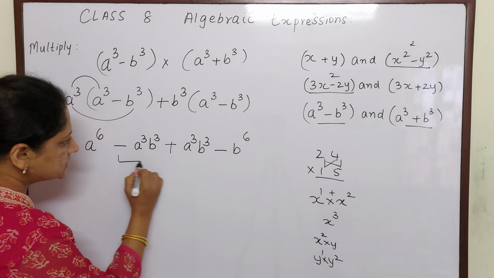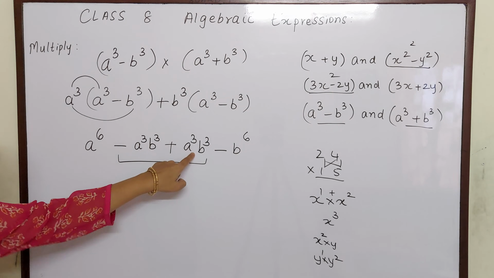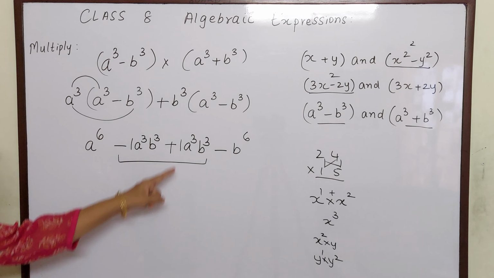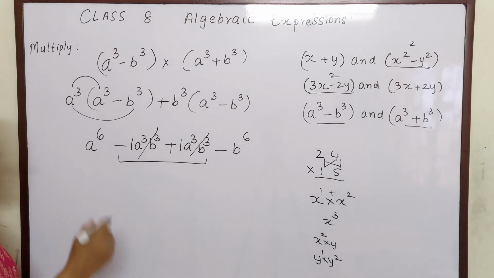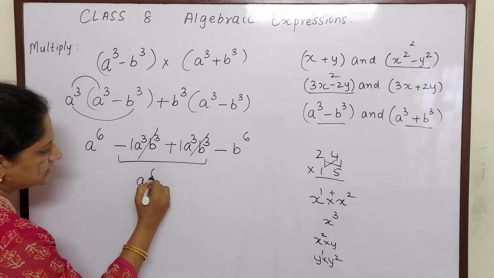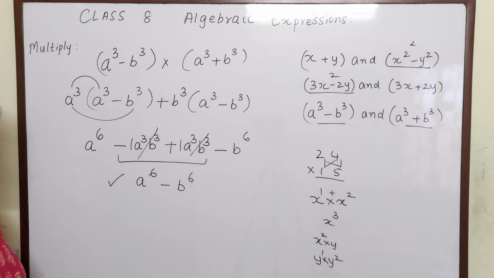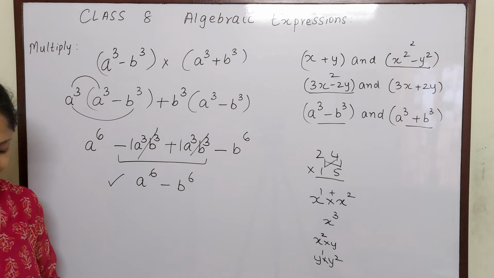Now again, these two are like terms. This is also a cube b cube. This is also a cube b cube. And there is no number attached with it. That means it is 1. So 1 minus 1 is 0. They get cancelled. So your final answer is a raised to 6 minus b raised to 6. Can we do anything with this? No, because they are different terms.